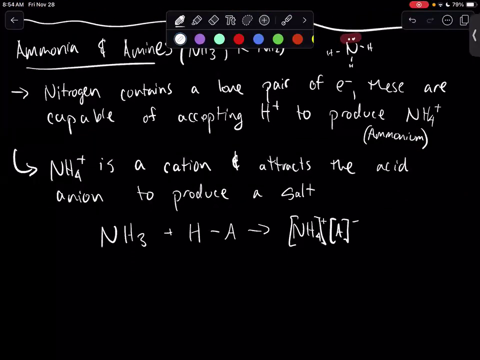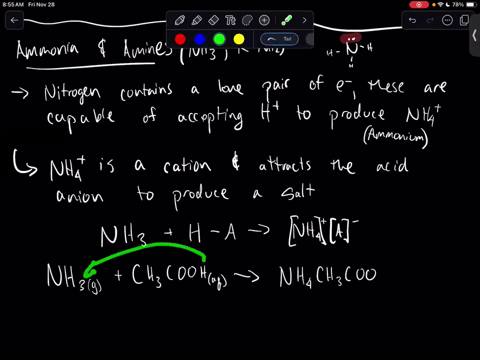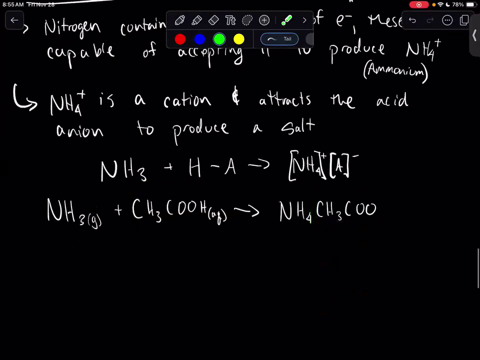Now, a real version of this reaction might be ammonia, NH3 gas, plus vinegar, CH3COOH, and that would be aqueous. And we're going to produce ammonium acetate, NH4CH3COO. So basically that hydrogen is going to make that transfer over to ammonia, becoming ammonium, and then that's going to electrostatically bond to our remaining anion.